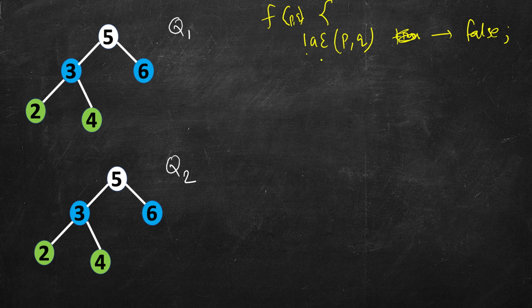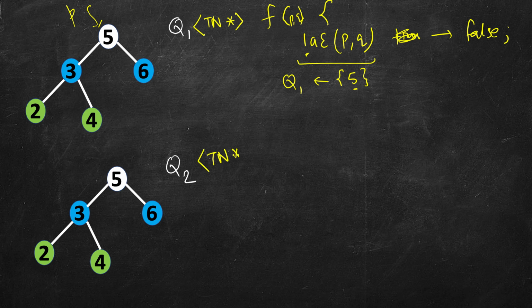But if they are equal, that is this condition did not hold true, then in Q1 push this 5, from this first root node. This is not an integer, this will be a queue of tree node, or in C++ tree node pointer. So both are tree node pointers. In this case it's 5, and 5 in a circle denotes a tree node structure. So Q1 has this 5, Q2 has also 5.